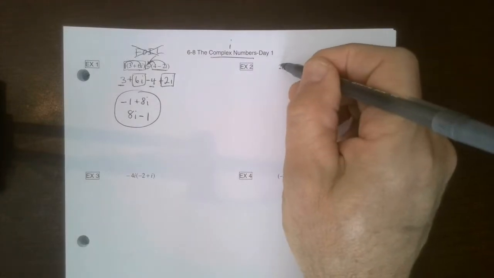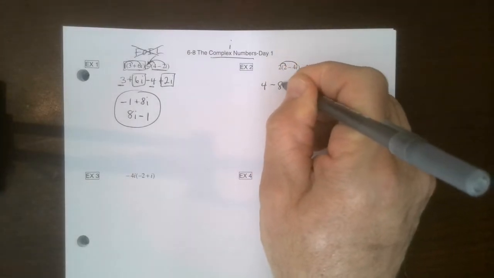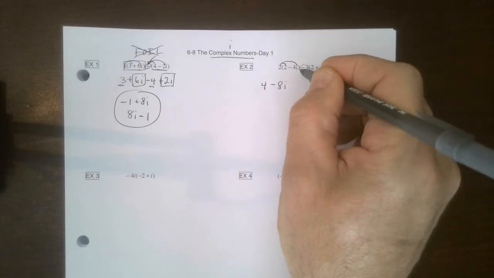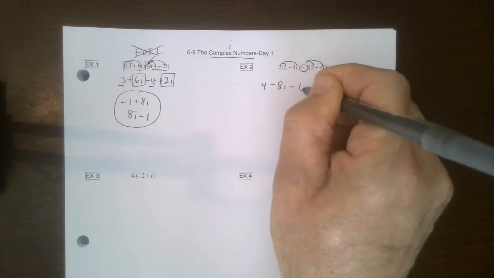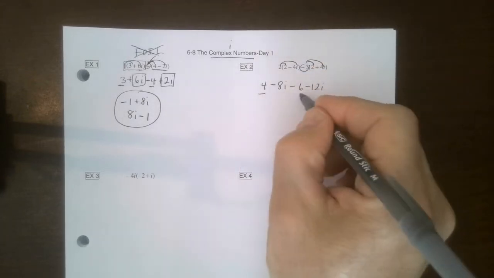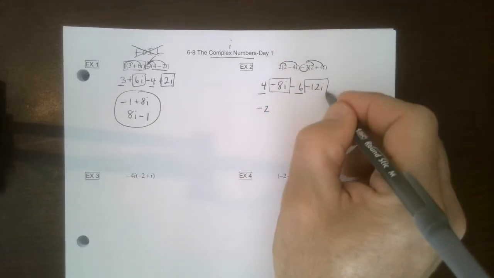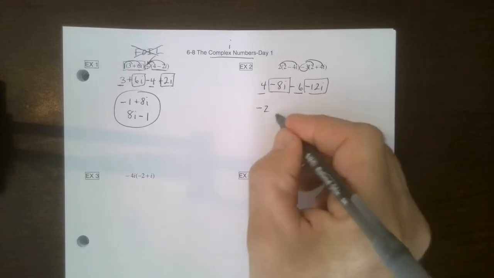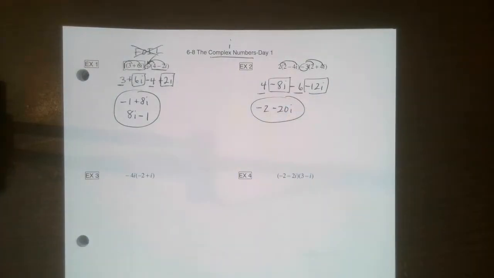Now we do have a number here, so we've got to distribute. 4 minus 8i. Now think of this as a negative 3 being distributed through here. So that's negative 6 minus 12i. Again, like terms: negative 2. Like terms, well, you've got negative 8i and negative 12i, which is negative 20i. This stuff's not too terrible.